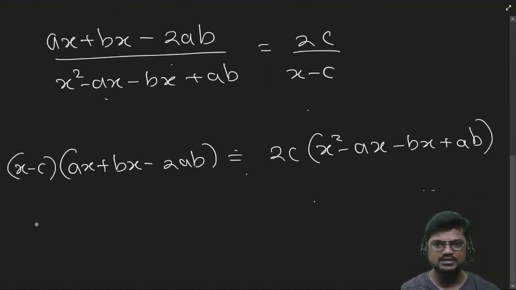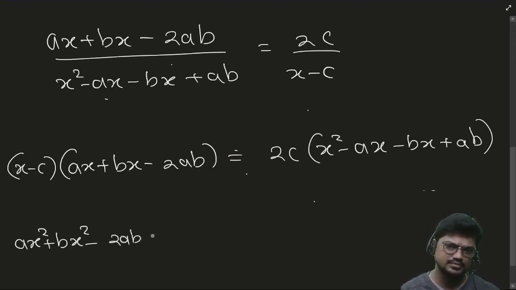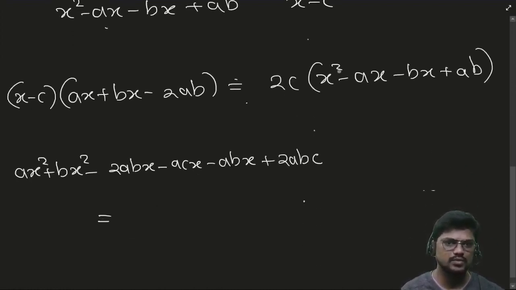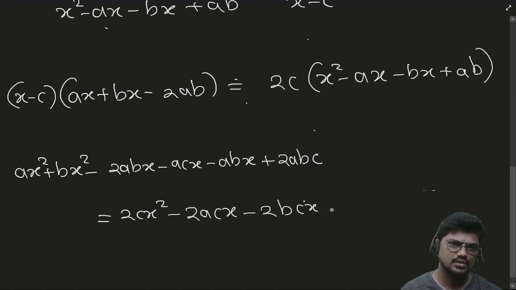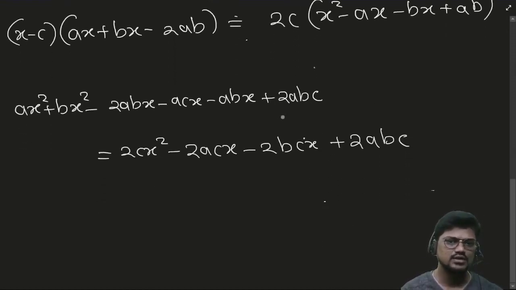If you multiply with x, what you get? ax square plus bx square minus 2abx. If you multiply with minus c, what you get? Minus acx minus bcx, and minus into minus, it will be plus 2abc. This will be equal to 2cx square minus 2acx minus 2bcx, and this will be plus 2abc. This and this are on the opposite sides of the equal sign, so you can cancel them.